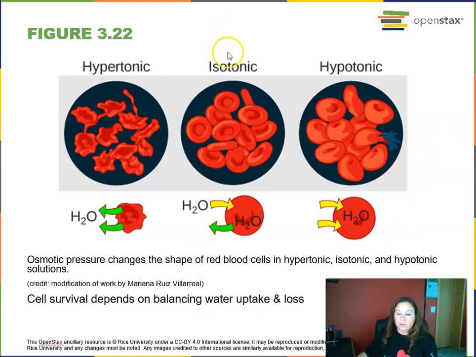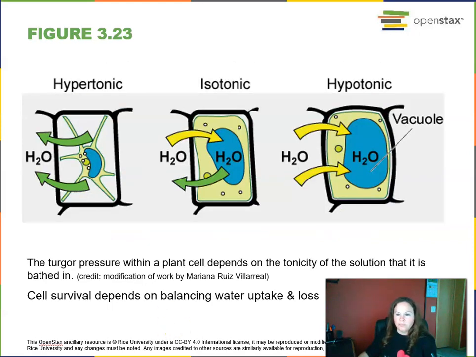So here's what we really want. It's kind of like Goldilocks and the Three Bears. We want it just right. And so isotonic is just right, a mildly salty solution, which matches the inner concentration of our cells. And they'll stay nice and happy and shaped just right. So again, cell survival depends on balancing water uptake and loss, with some real world application there.